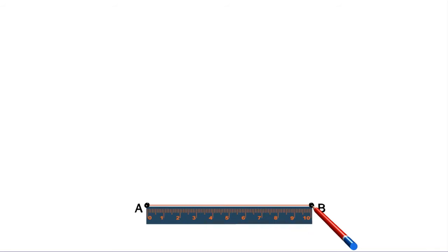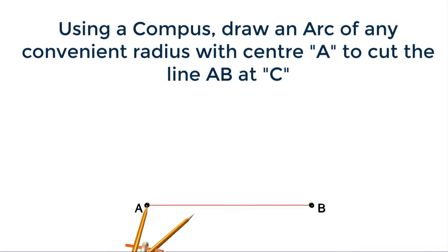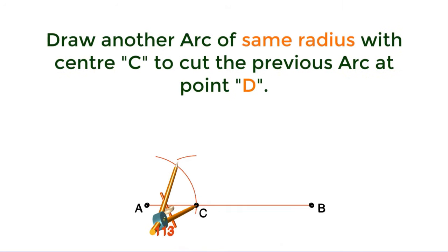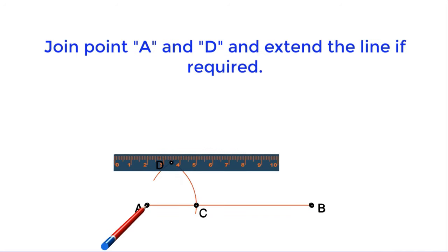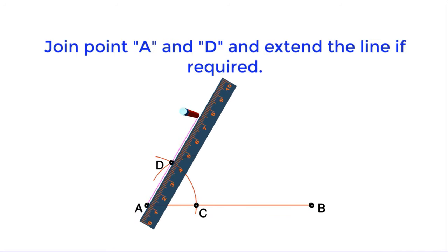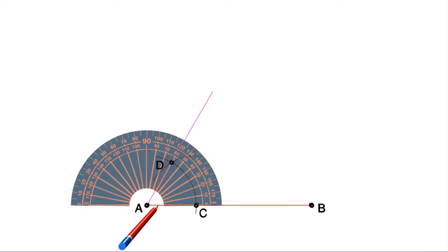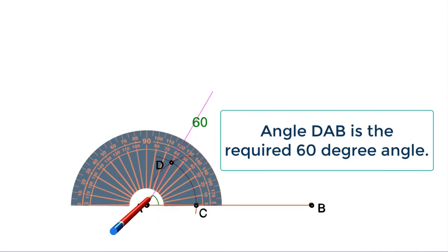Line AB. Now taking A as a center and taking any radius, draw an arc to cut the line AB at a point, say C. Now taking C as a center and the same radius as the previous, draw another arc to cut the previous arc at a point, say D. Now join AD and extend it. Now with the help of a protractor, we can measure that this angle DAB is equal to 60 degrees.